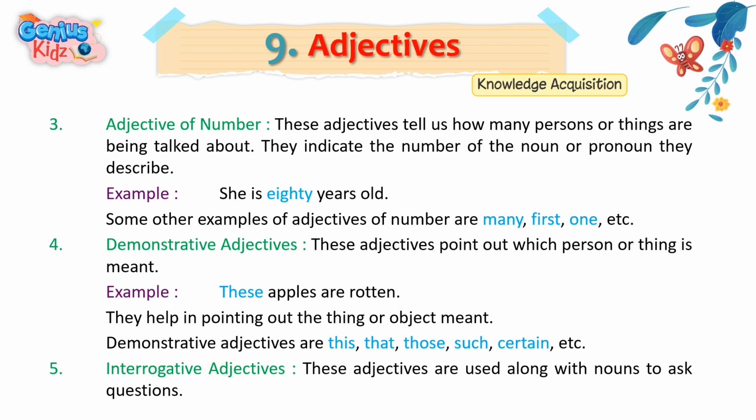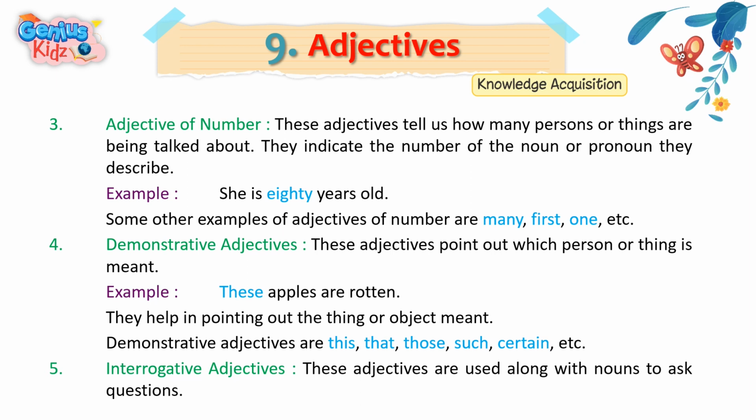4. Demonstrative adjectives. These adjectives point out which person or thing is meant. Example: these apples are rotten. They help in pointing out the thing or object meant. Demonstrative adjectives are this, that, those, such, certain, etc.